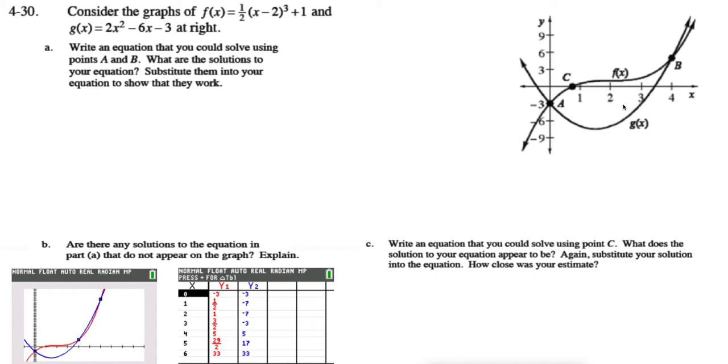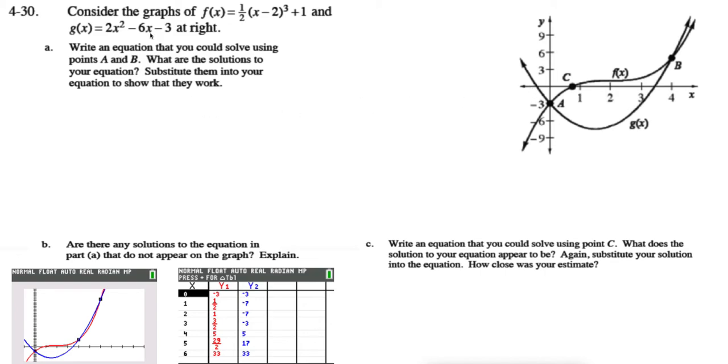So we've got two functions, and you see that the intersection points are A and B. If this was a system of equations, points A and B would be our solutions. Now what they want us to do here is write an equation that we could solve using points A and B.